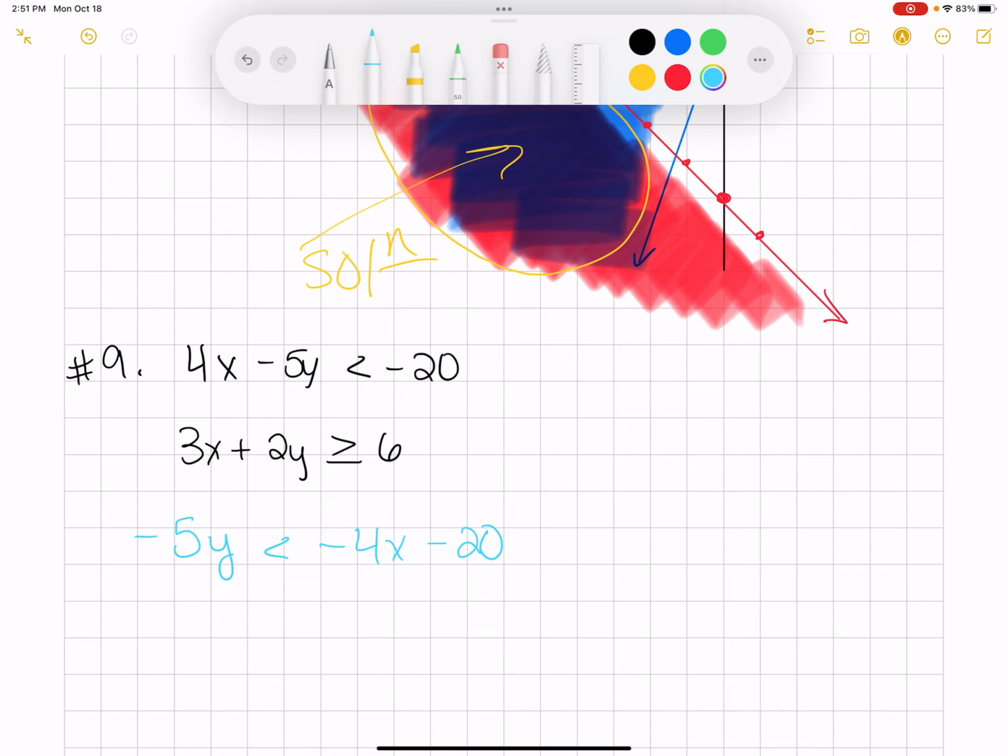Okay, divide by negative 5 all the way across, so y is what? What happens dividing by negative 5? Oh, it switches. It's going to flip, so it's now greater than. Negative divided by negative is positive, so it's going to be 4/5 x. And then negative 20 divided by negative 5, so plus 4.